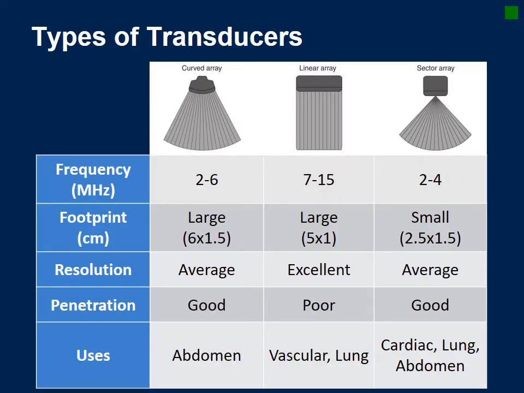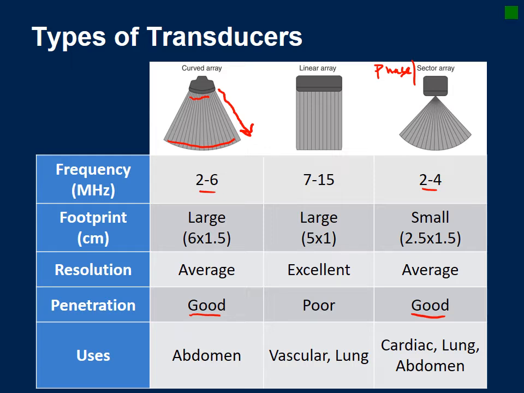Here's more detail about the different types of transducers. The curved array probe and the sector array probe both create ultrasound beams that fan out from the transducer, so your image will be smaller closer to the transducer and larger as you get deeper. Like I said, the sector array probe is similar, and it is also known as the phase array probe, so you'll often hear it referred to as the phase array probe. Both of these probes have a lower frequency, and because of that, they're better at penetrating deeper into tissue.